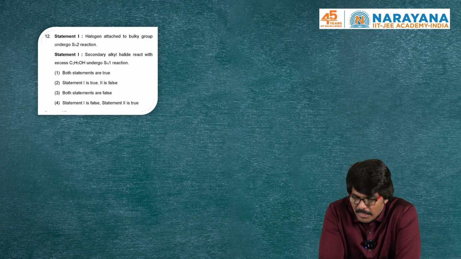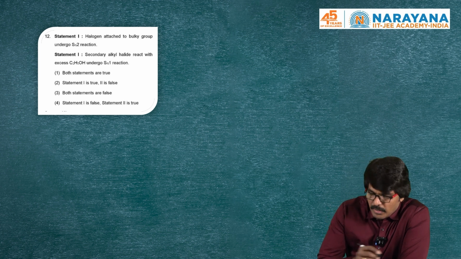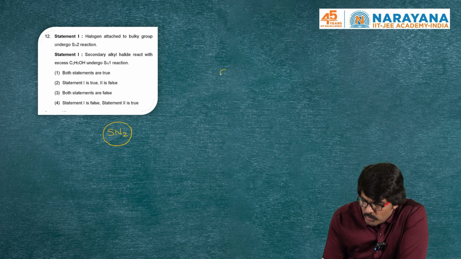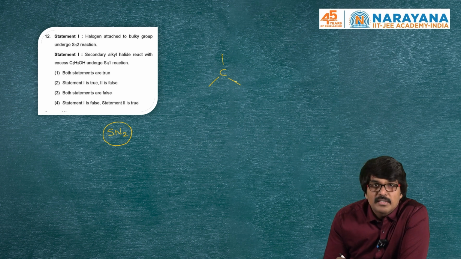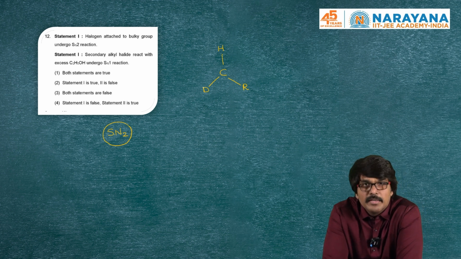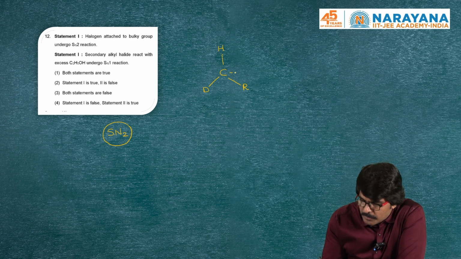statement 1, halogen attached to a bulky group. And here statement 1 talks about the SN2 reaction. If you can recollect, the SN2 reaction proceeds through a pentavalent transition state. So here let us say one hydrogen, and here one group, let me write R, and here let me take one atom, that is deuterium, anything it may be. Pentavalent transition state. So here this is the leaving group and this is the attacking group.